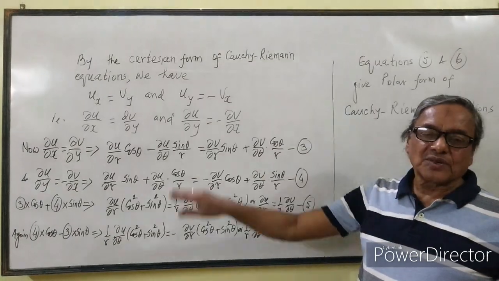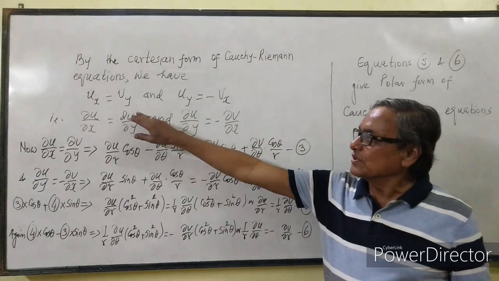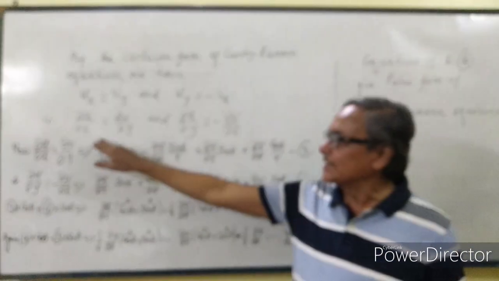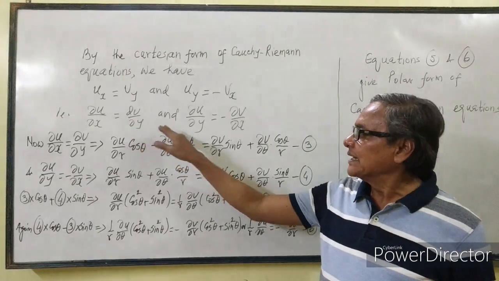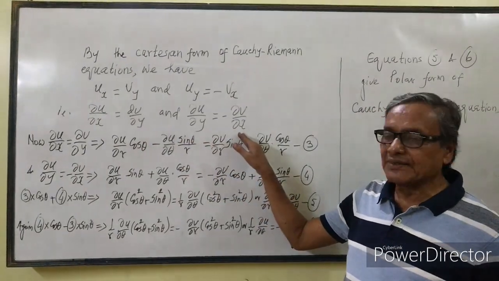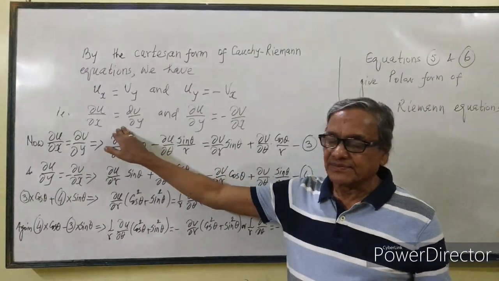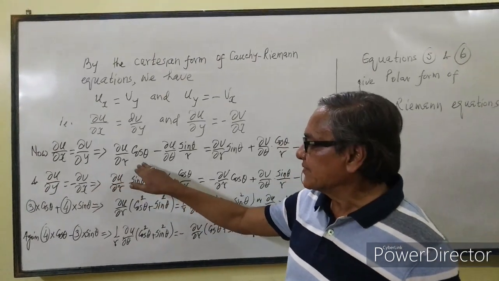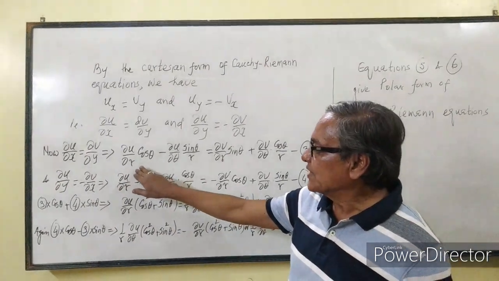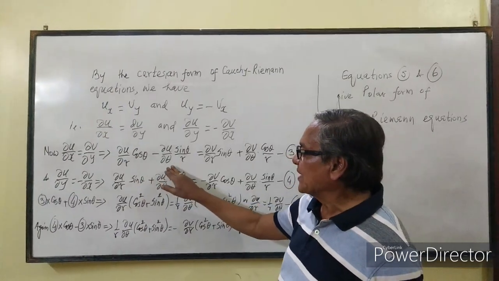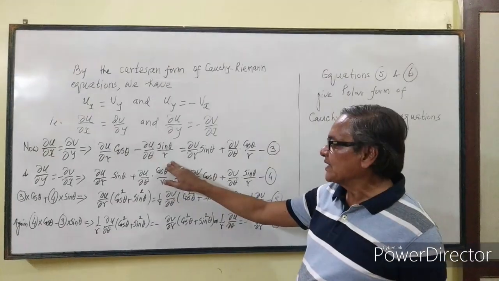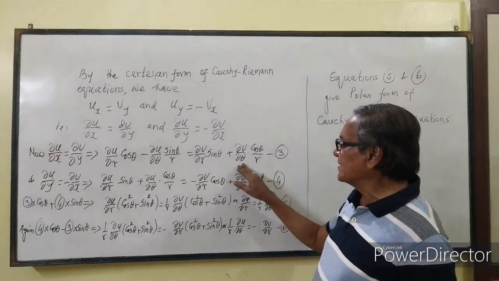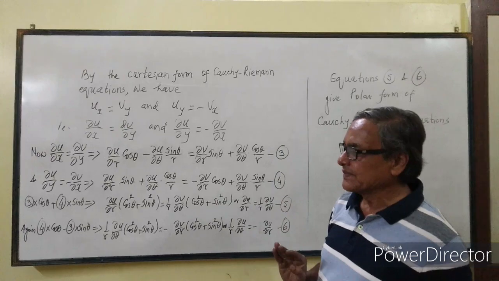By the Cartesian form of Cauchy-Riemann equations, we have u_x equal to v_y and u_y equal to minus v_x. That is, del u del x equal to del v del y and del u del y equal to minus del v del x. First we take this equation. Now del u del x equal to del v del y implies, we are simply putting these values, del u del r cos theta minus del u del theta sin theta by r equal to del v del r sin theta plus del v del theta cos theta by r.